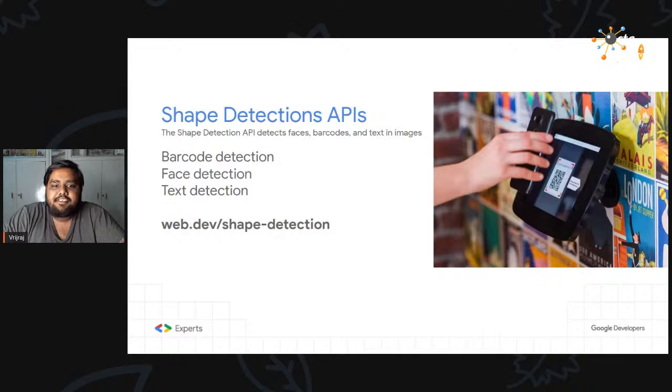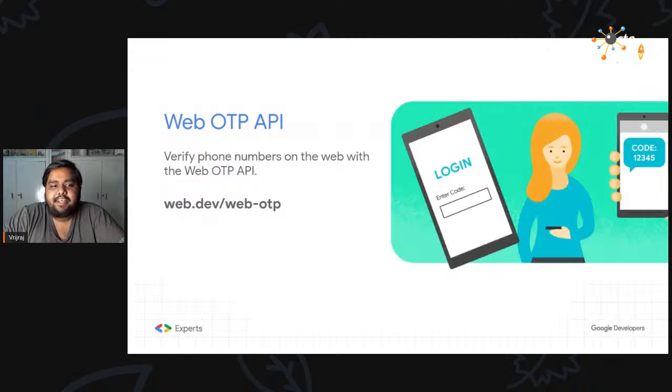So the first one is the Shape Detection API. With the Shape Detection API you can detect faces, barcodes, or text from images. To know more about face detection APIs, you just visit the link web.dev/shape-detection, and this is very easy. You just need to initialize the JavaScript SDK and that's all.